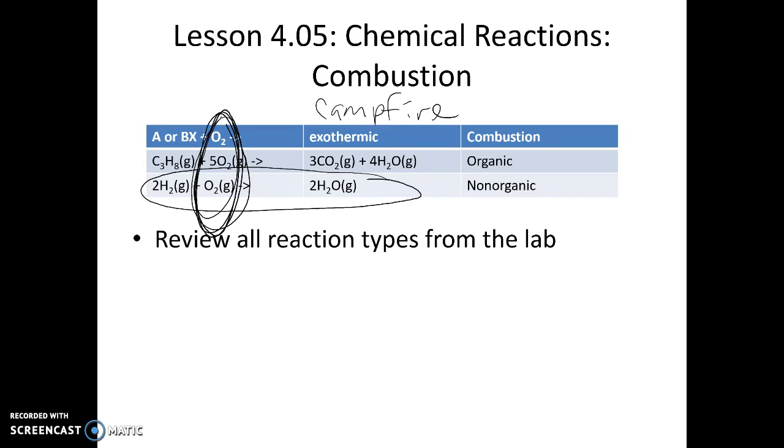So anytime you think combustion, think of campfire. Again, remember they share that first letter, and that'll be a handy way to help guide you in the direction of understanding what combustion reactions are.